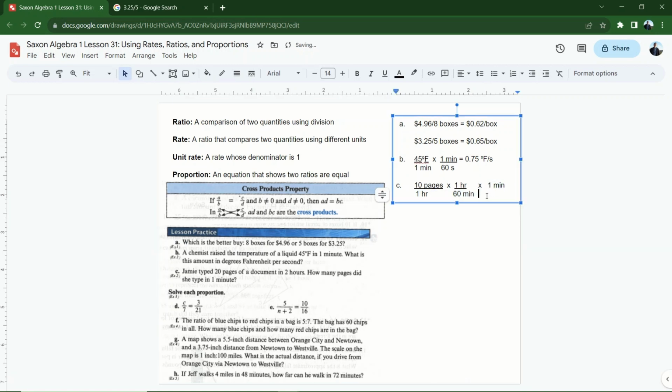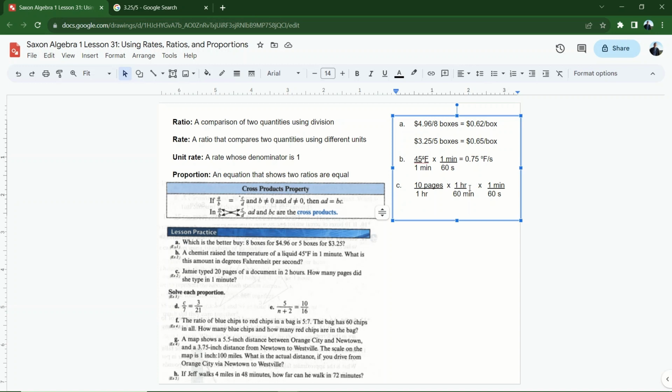Okay, and that should get me, let's see, hours are going to cancel because I have one on the bottom, one on the top. Minutes are going to cancel. So I'm going to be left with pages per second. How many pages per second did she do? Well, this is going to be 10 divided by 60. So that's 1/6 of a page per second. And then that number, 1/6, also divided by 60, that's going to be a really, really small number. Oh, wait a second.